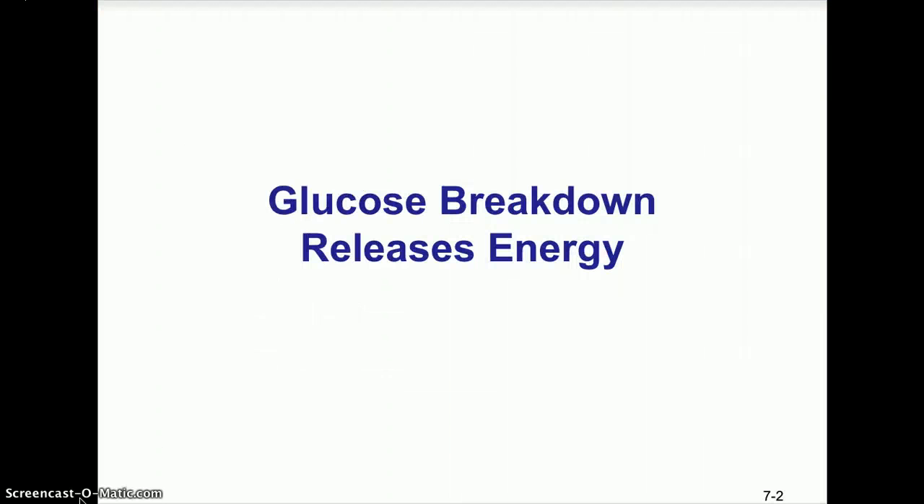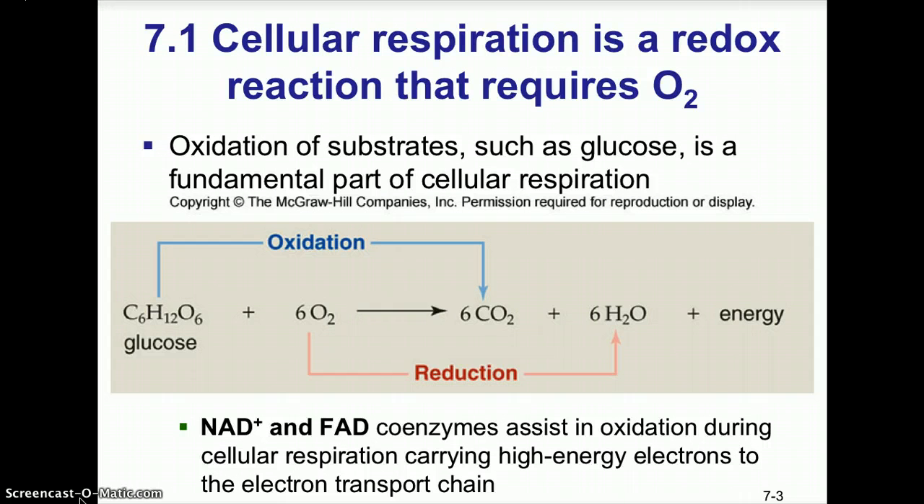So basically, respiration involves taking that sugar that was made during photosynthesis and breaking it down to release energy. The equation for cellular respiration is the reverse of what we saw for photosynthesis. And that initial step of glucose breakdown is called glycolysis. So cellular respiration is a redox reaction, and it requires oxygen. Oxygen will be our final electron acceptor in this case.